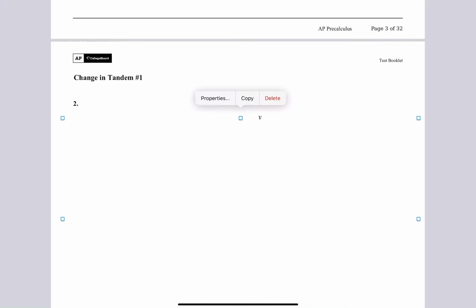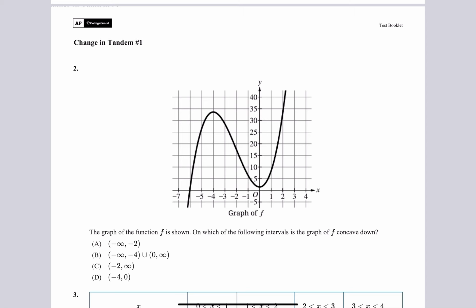Okay, the graph of the function f is shown. On which of the following intervals is the graph of f concave down? Well, concave down basically means the concavity is facing downwards. The concavity of this is facing upwards, right? So this would be facing downwards. Now, in this case, the concavity is facing downwards from negative infinity to negative 2. Yes, that is true.